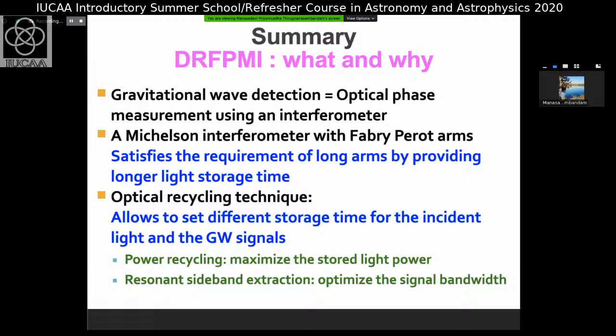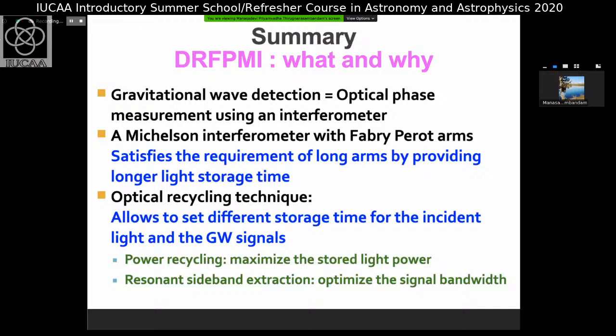So in order to summarize what we've learned, I just wanted to give one carry home message. You've seen the picture of the interferometer, and everybody talks about it being used as a dual recycled Fabry-Perot Michelson. But what is this configuration, and why did we arrive at it? Why not use a simple Michelson interferometer? So that is what I wanted to discuss in this talk.